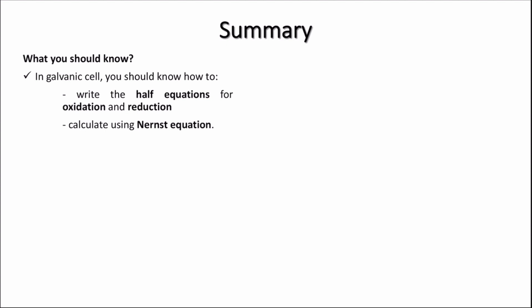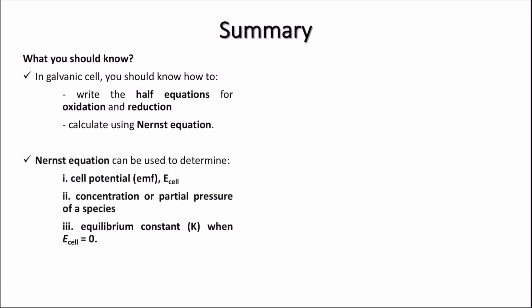So as a summary for this video, what you should know, dalam galvanic cell, awak perlu tahu how to write the half equation untuk oxidation dan reduction, iaitu anode and cathode. Seterusnya awak perlu tahu cara nak guna Nernst equation dalam calculation. Pastikan awak hafal Nernst equation, ada 3 jenis yang saya sudah ajar. The Nernst equation boleh calculate E cell, boleh calculate concentration, boleh calculate partial pressure dan juga equilibrium constant. Cuma yang last one ni, pastikan E cell awak at equilibrium, value dia akan jadi 0.